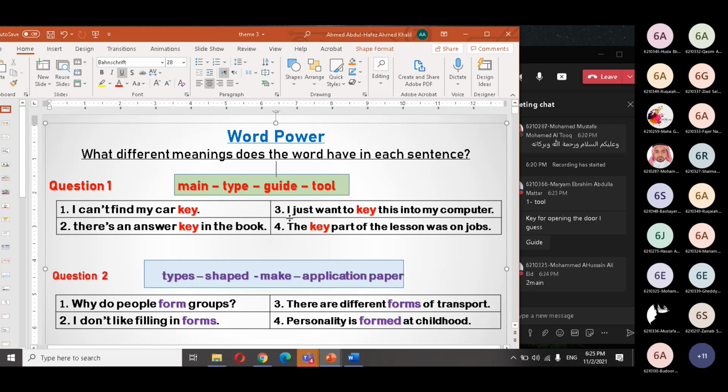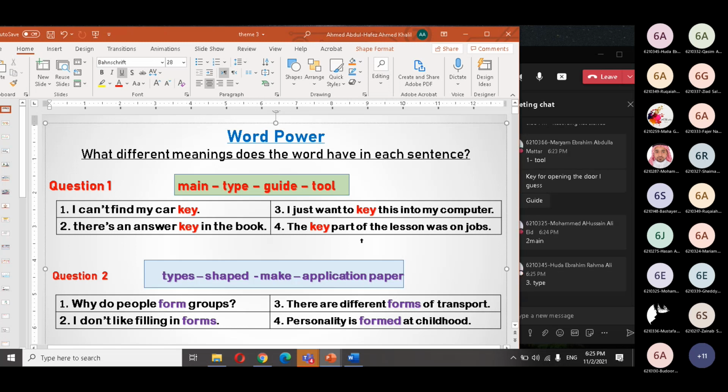In number 3: I just want to key this into my computer. What do you mean by key here? Type, yes, Huda. If you key something into the computer... I mean guide, يدي تعليمات، مرشد، دليل، اوكي.